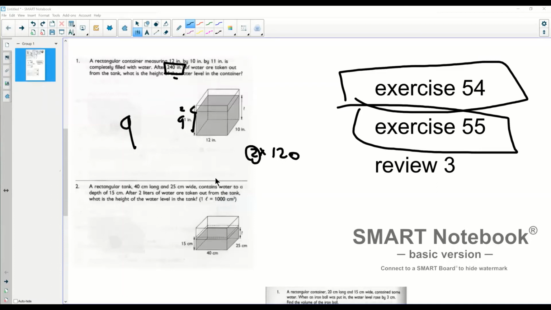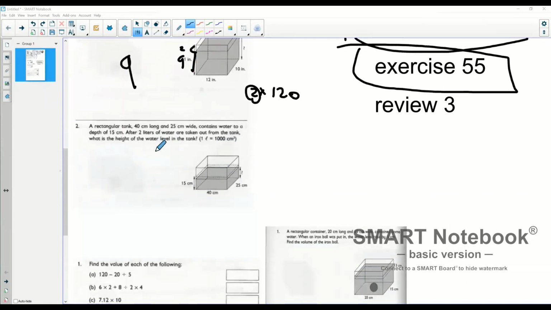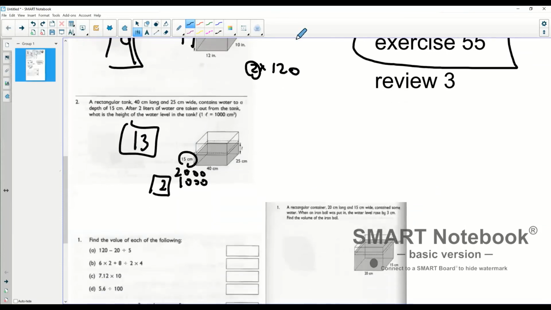You gotta be careful what they're asking. The answer is actually 9, because you're not solving for the volume of anything, you're solving for the height of the water, which is 9 after you remove 2. The next question, 40 times 25 times 15. After 2 liters of water are taken out, what's the new height? So once again, it's basically the same problem. 2 liters equals 2000 centimeters cubed, and the base is 1000. So if we're taking out 2000 and the base is 1000, that means the height is 2. And so 15 minus 2 equals 13. So the answers are 13 and 9 for the 2 height questions. So you got to be careful you know what they're asking.